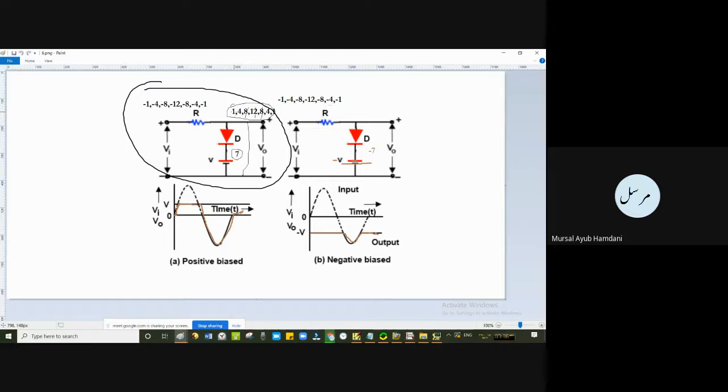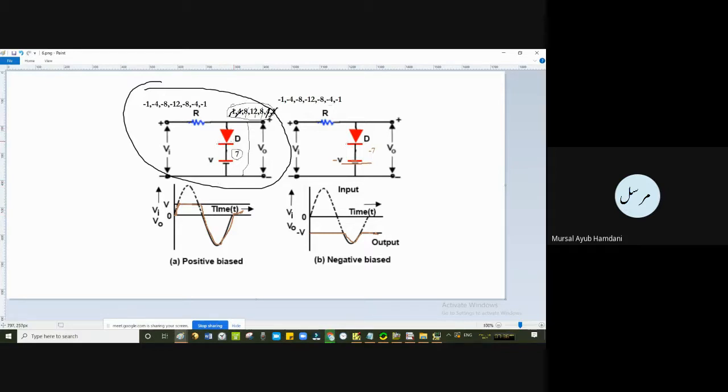So the diode will be off when voltage at the positive side is less than 7. So 1, 4, then again 4, and 1. So for those values which are less than 7, the output will follow the input, because at those values it will be open circuit.